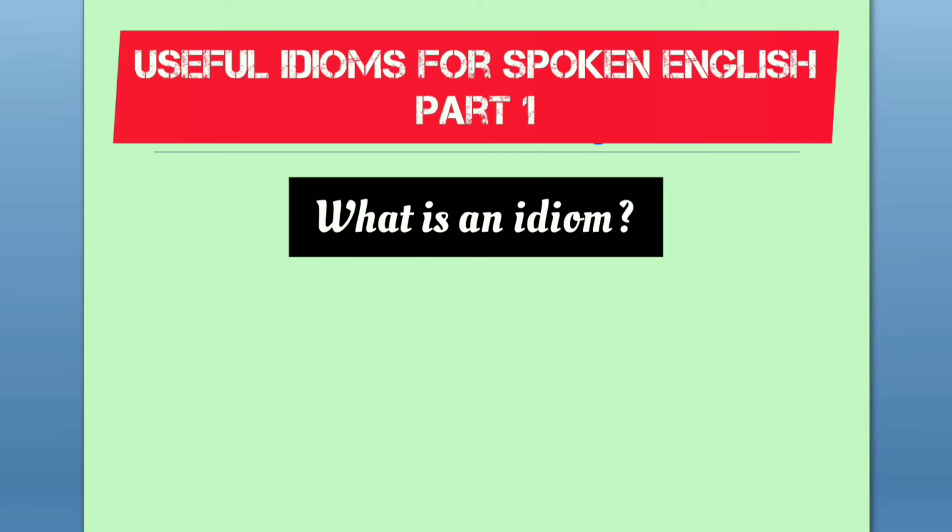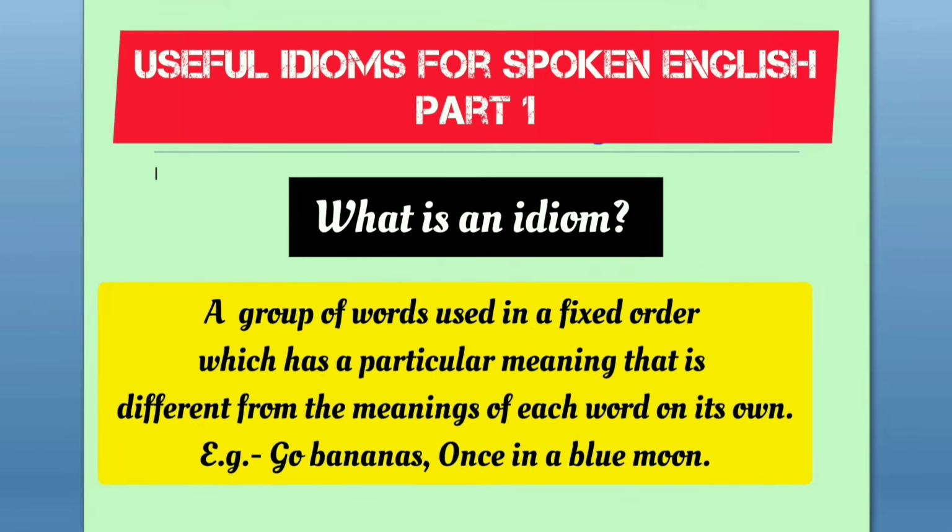As you see on your screen, what is an idiom? So let me tell you, an idiom is a group of words used in a fixed order which has a particular meaning that is different from the meanings of each word on its own. We use that in a fixed order, which obviously conveys a particular meaning, and that meaning is totally different from the meanings of each word on its own, right? So the words which we use have different meanings and the overall idiom gets a different meaning.